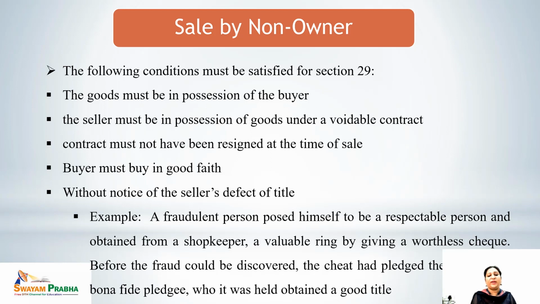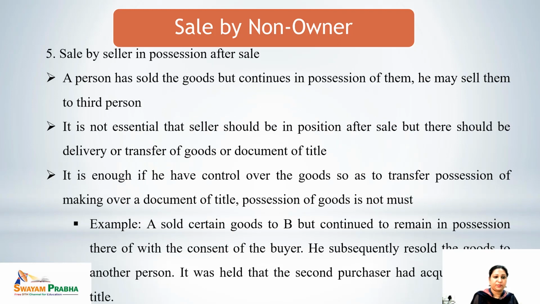Before the fraud could be discovered, the cheat has pledged the ring with a bona fide pledgee, who it was held obtained a good title, because the contract becomes voidable once it is done under fraud and all other conditions. That means the buyer has taken in good faith and the goods were in the possession of the buyer, so it will make the contract a valid contract.